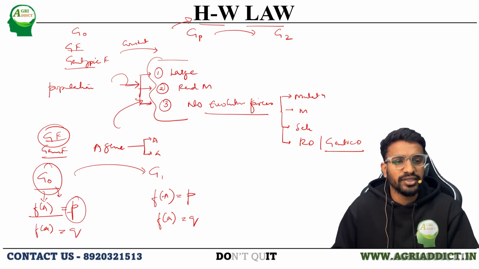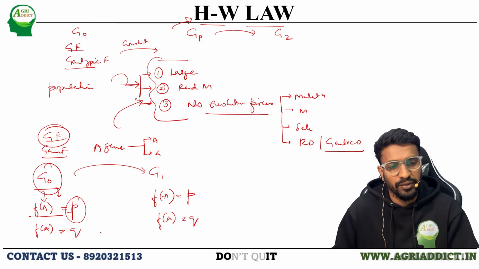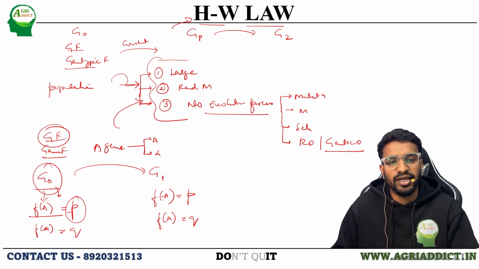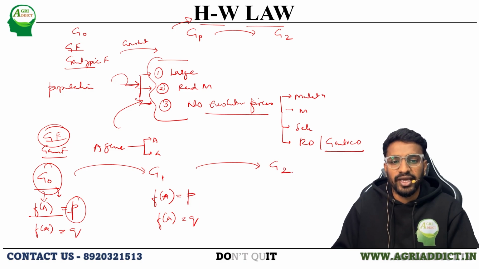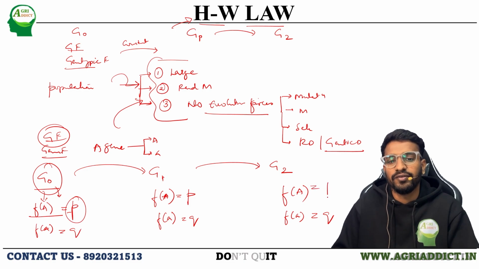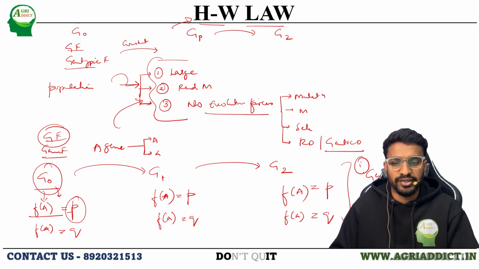In the G0 generation, the f of capital A was p, and also in the G1 generation, f of capital A is again p. If this generation goes to the next generation, and the f of small a is calculated, it should again be equal to q. So this is in terms of gene frequency, also called allelic frequency. Similarly, this was only one case.